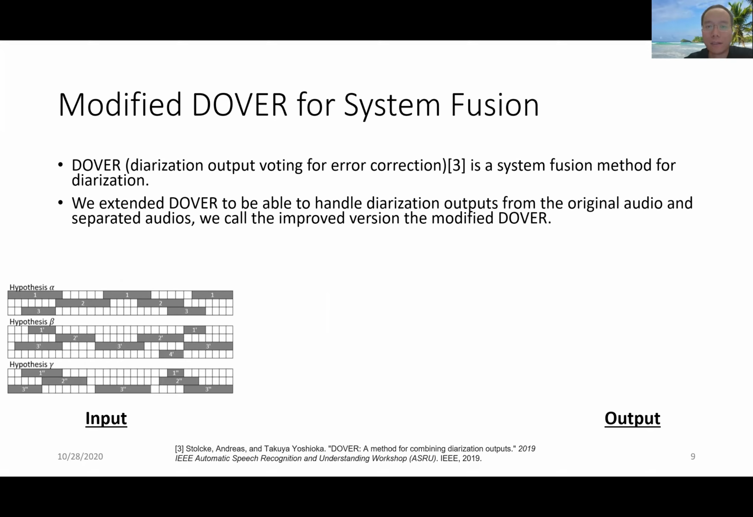DOVER is a system fusion method for diarization. We extend DOVER to handle diarization output from separated audios and call it the modified DOVER. Let's use an example to explain the modified DOVER. Suppose we have three diarization systems called alpha, beta, gamma, as shown in the figure.